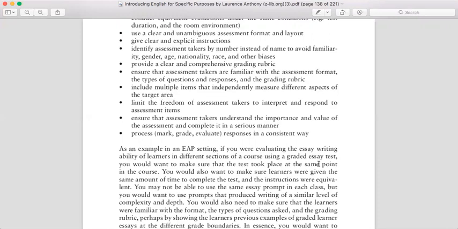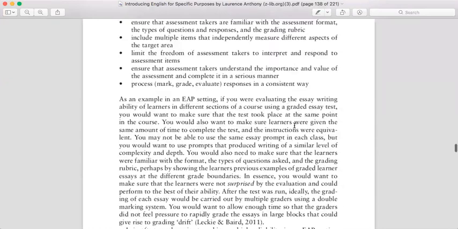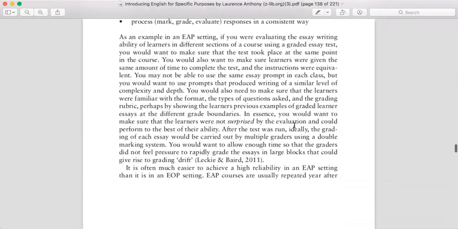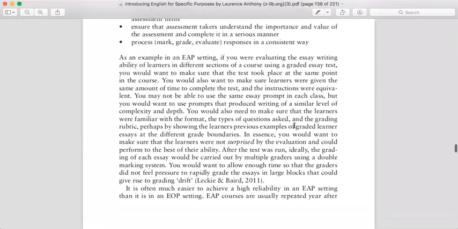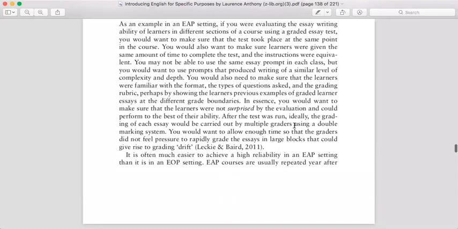Otherwise, you need to have subjective questions also, but try to adopt these measures so as to increase the reliability. Okay, now here is an example of what I just talked about, the essay writing. We'd just read it quickly and then we would move to validity.